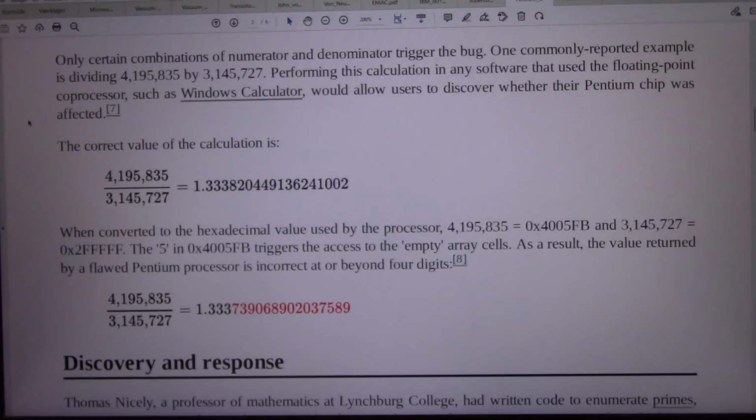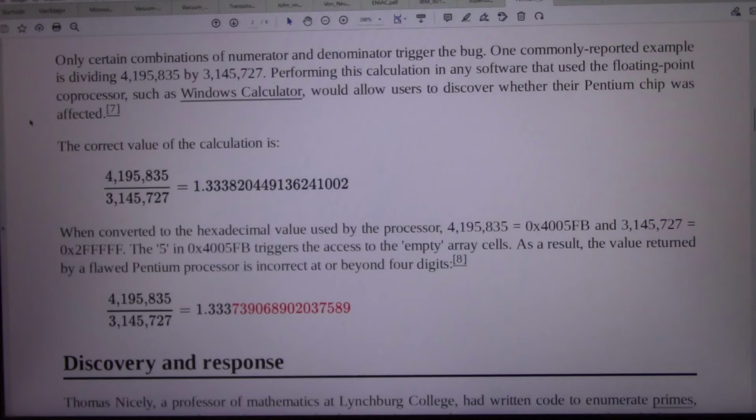7. The correct value of the calculation is, when converted to the hexadecimal value used by the processor, 4,195,835 equals 0x4005FB and 3,145,727 equals 0x2FFFFF. The 5 in 0x4005FB triggers the access to the empty array cells. As a result, the value returned by a flawed Pentium processor is incorrect at or beyond 4 digits.